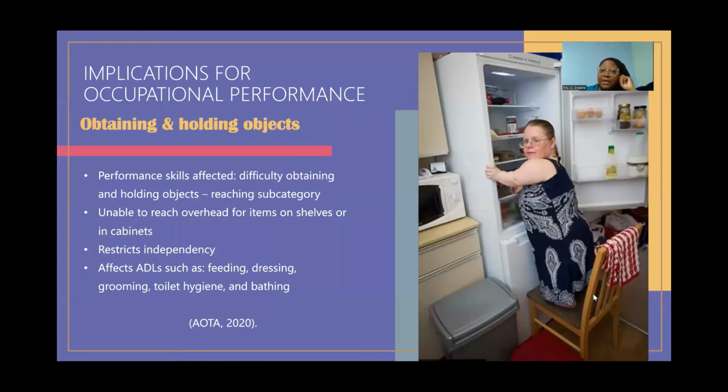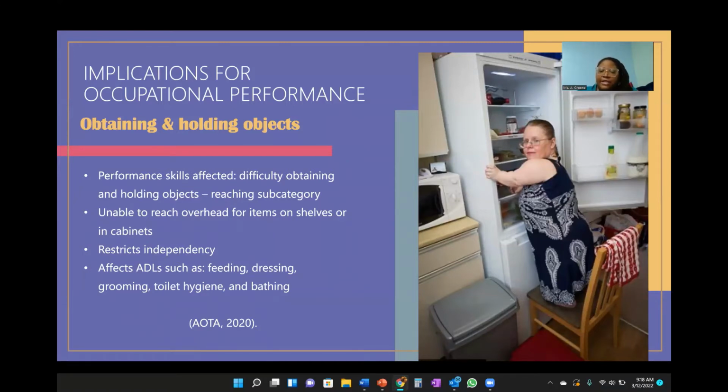So the implications for occupational performance: one of the areas in which a child or a person with skeletal dysplasia will have difficulty is obtaining and holding objects. For example, as seen in the picture, the lady needs to use a chair in order to reach the items in her fridge. As you can see from her short stature and from the shortening of her arms, it could be difficult for her not only to reach the fridge, but also to reach to the back of the fridge or to reach, say, the microwave on the counter. So the performance skills affected would be difficulty obtaining and holding objects, specifically in the reaching subcategory.